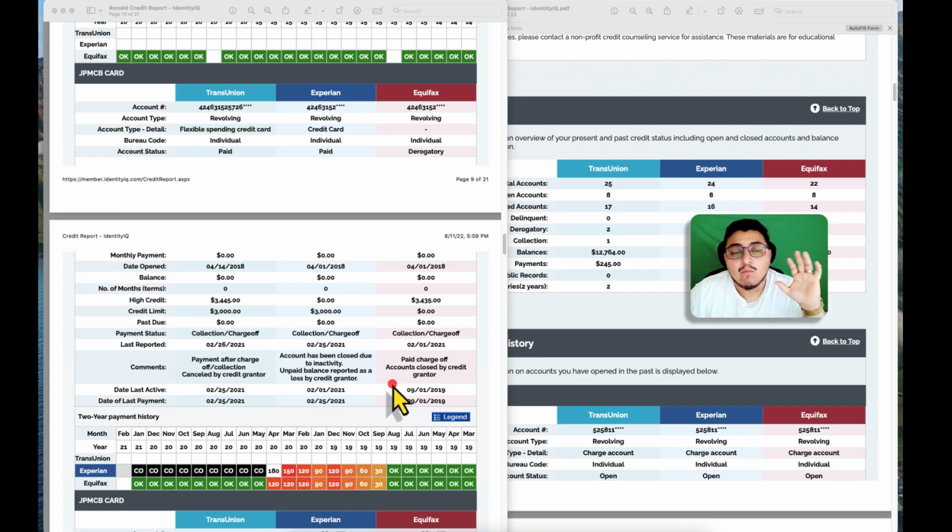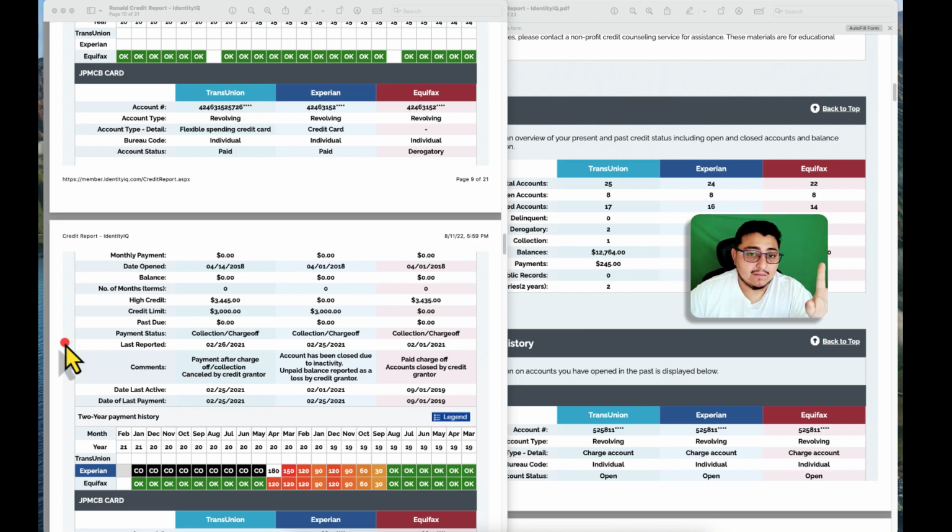But more often than not, they're not going to budge until the third, fourth, maybe fifth, even the sixth time. You have to become a squeaky wheel. Do not give up. It's going to be totally worth it to see this account be removed off your credit report, and your credit score is going to shoot up.